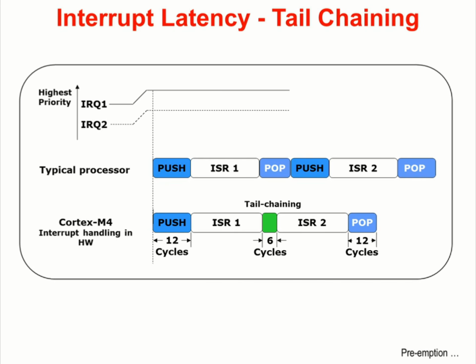Cortex M4 interrupt handling is done in hardware. We have a very short push at the beginning, and then we see that ISR1 runs. The NVIC detects that another interrupt is pending. It simply transfers execution to the pending interrupt's ISR. This process takes 6 cycles. When the second ISR completes and no other interrupts are pending, the state of the processor is restored. This will result in a significant decrease in interrupt latency in the typical interrupt-driven system.